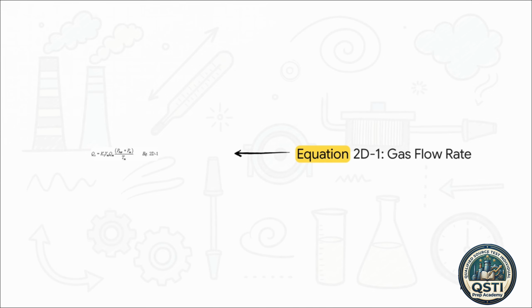This is equation 2D-1, and it's what you use to find your gas flow rate by balancing the test meter volume with absolute temperatures and pressures. Let's break down the variables quickly so you understand exactly what's happening. QS is what we're solving for.